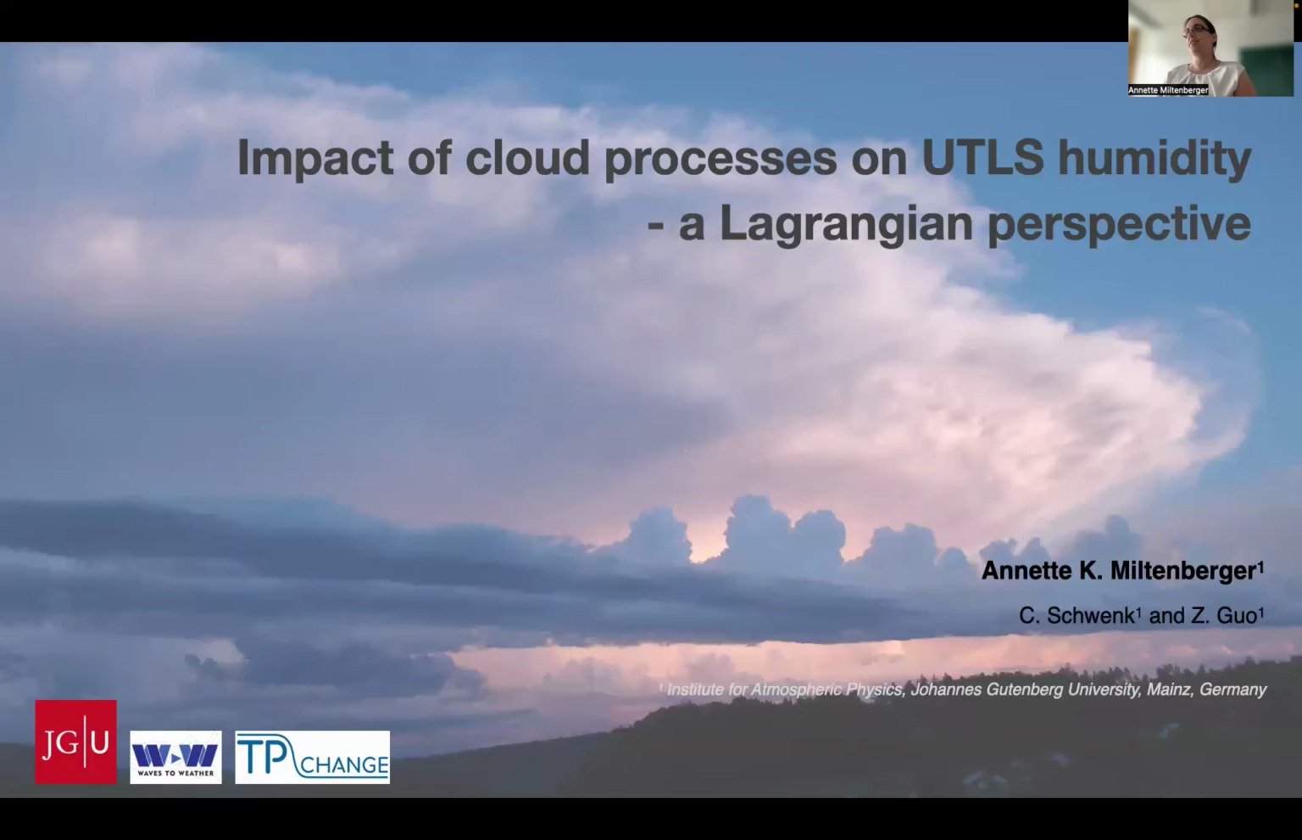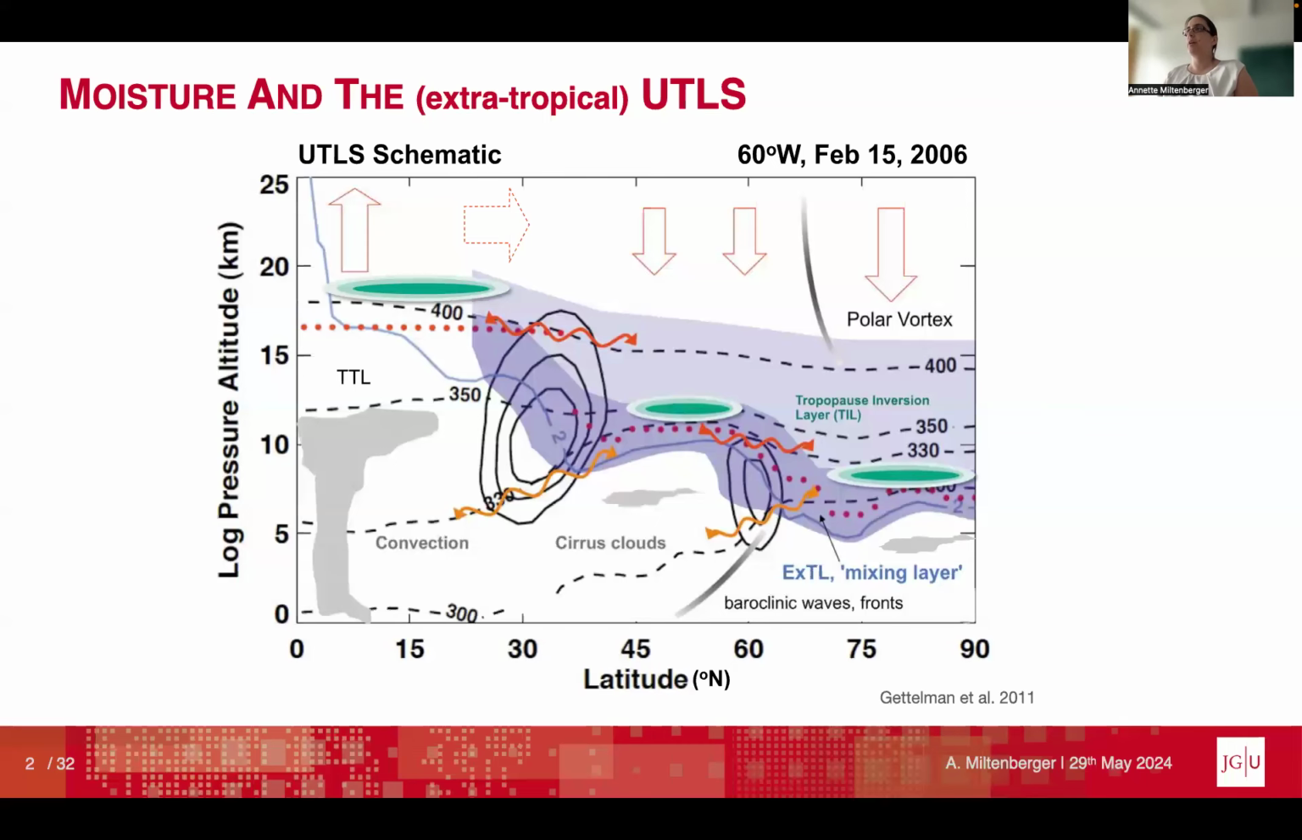And as you just heard, we are going to look at the humidity and clouds in the upper troposphere and the processes that control these clouds. So why are we interested in the UTLS? This is a schematic from an overview paper by Andrew Gettelman from 2011, and I guess most of you have seen this, but I just want to bring it up again to set the scene.